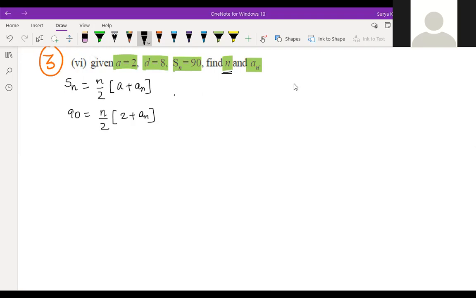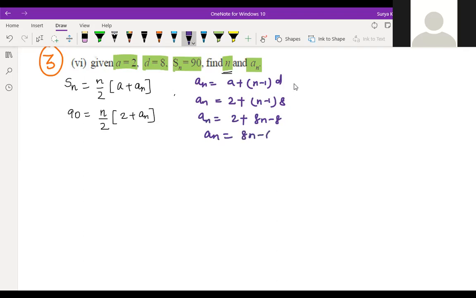So can we use an = a + (n - 1)d? What do we get? Just try once. an we don't know, a we know is 2, and n we also don't know. (n - 1)d we know is 8. So an is equal to 2 + 8n - 8. So what do we get here? an is equal to 8n - 6, correct?